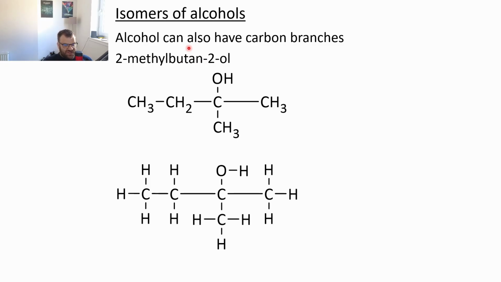You can basically go the other way and, from a name, start to draw it out. So what I do is I start with the but part. So I draw 4 carbons in a chain. I will have an OH group coming off the second carbon, and then a CH3 coming off the second carbon as well.